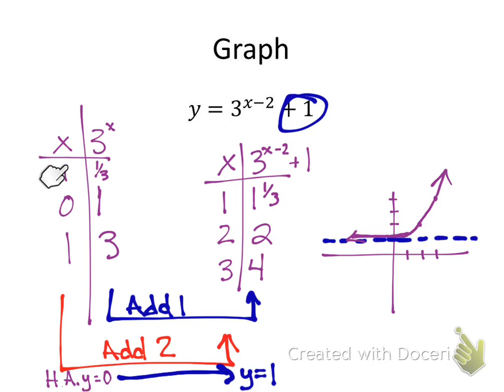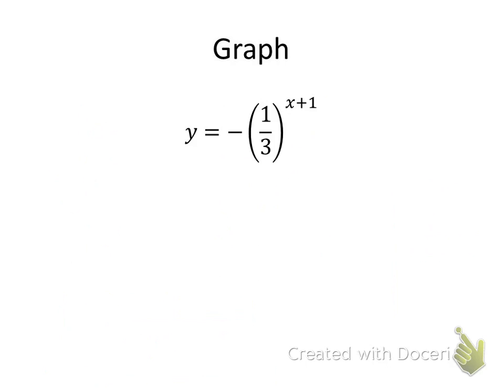So let's review the process. We're going to start with the t-chart of the main function, b to the x, whatever your base is to the x power. And then we're going to look at the translations. How is it translating or transforming? Because if there was a leading coefficient in front of this 3 to the x, I would have to multiply the outputs by that leading coefficient and then add or subtract whatever's out here. Next.